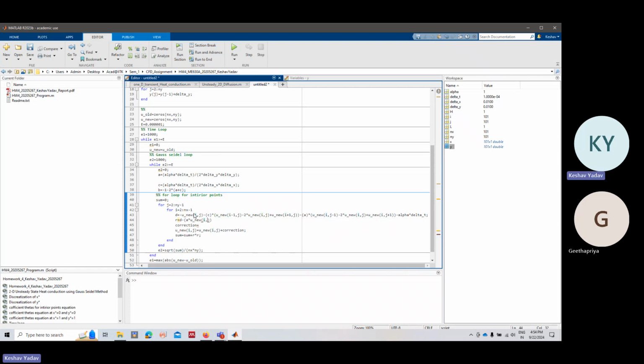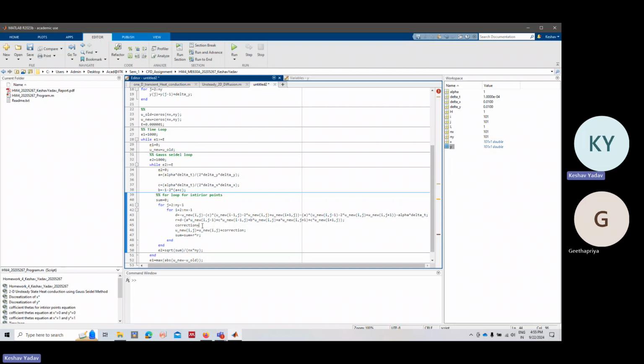At i, j minus 1, plus b multiplied by u at i minus 1, j, plus b multiplied by u at i, j, plus, and this one will come again, control C, control V, but here rather than j minus 1, we will have j plus 1, where we will have i plus 1. Okay. So this is my R.